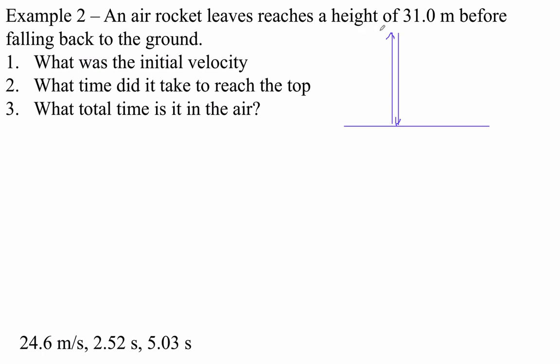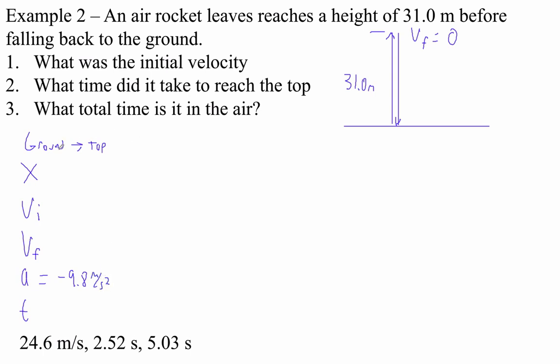All right, we know that this is 31 meters here. We also know the final velocity at the top is 0. So let's go from the ground to the top. All right, x, vi, vf, a, t. A is, of course, negative 9.8 meters per second squared. That's always true. Our displacement to the top is 31 meters. No tricks there. Final velocity is 0. Of course, initial velocity we'd like to find.